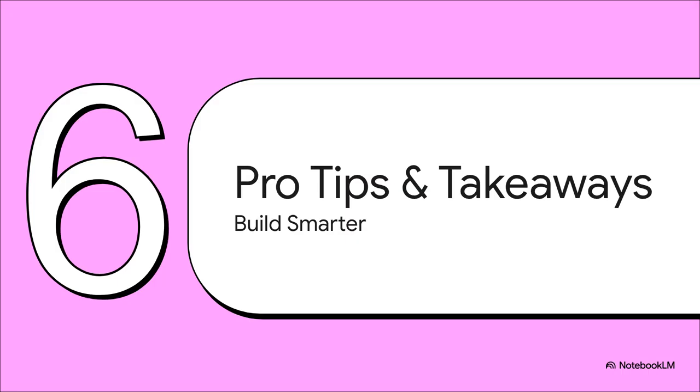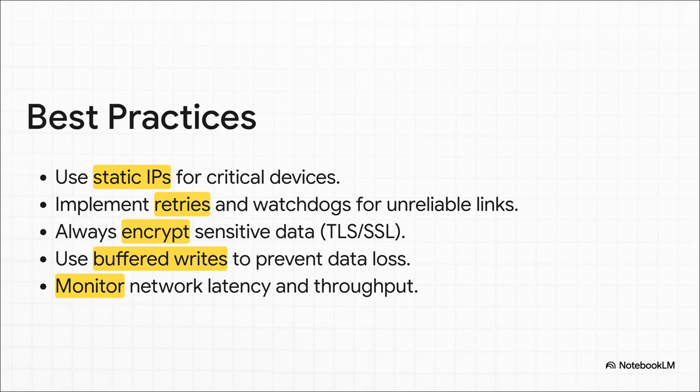So now you have the fundamental building blocks to understand how this all works. To wrap things up, let's go over a few best practices, the little rules of thumb that will help you build connected systems that are robust, reliable, and secure. Think of this as your personal checklist for success. For your most important devices, give them a permanent home address with a static IP. Plan for things to go wrong by building in automated retries and watchdogs. A watchdog is just a little timer that reboots a device if it becomes unresponsive.